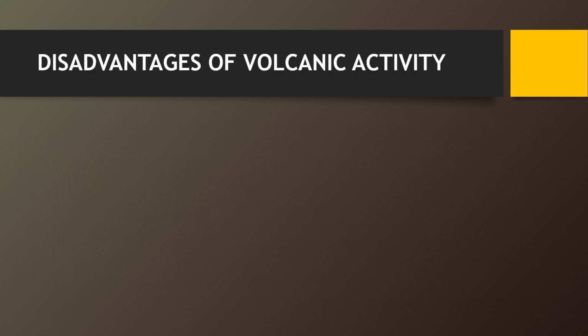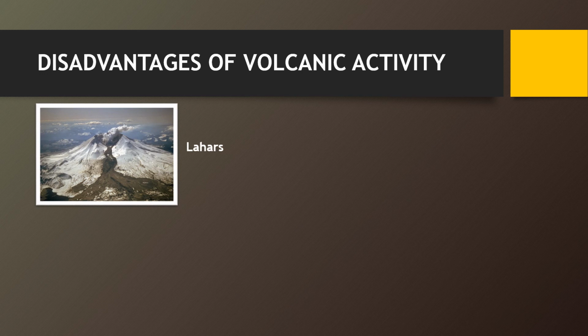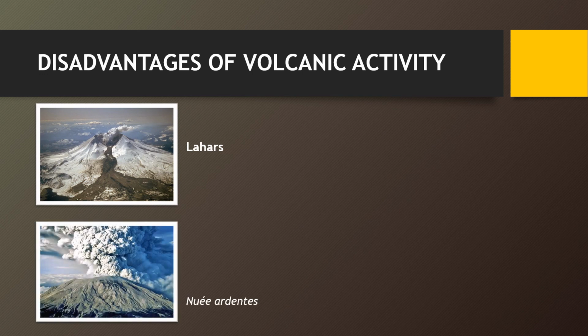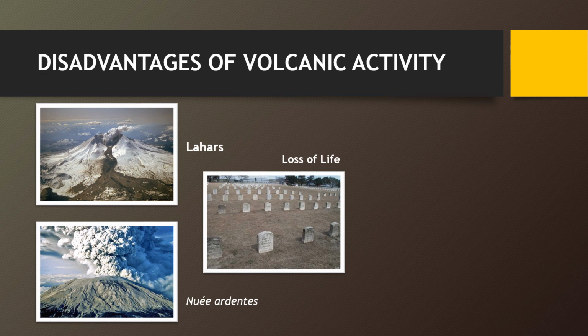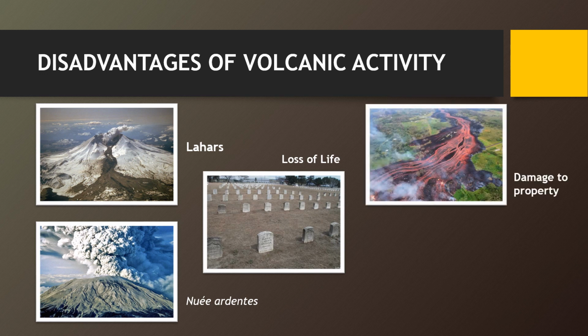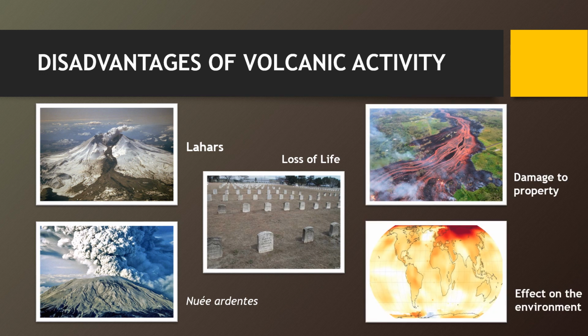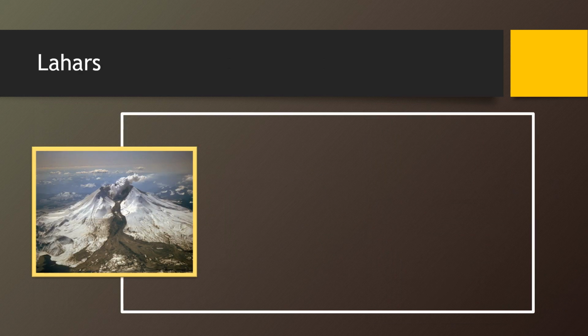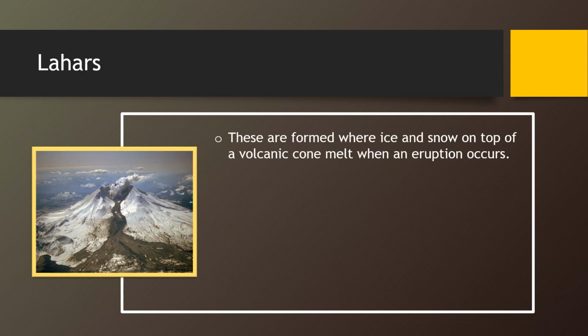Now let us talk about the disadvantages of volcanic activity. We have here the Lahars. We have Nuée ardentes, the loss of life, and of course, damage to property and effect on the environment. The first one is lahars. So these are formed where ice and snow on top of a volcano cone melt when an eruption occurs.